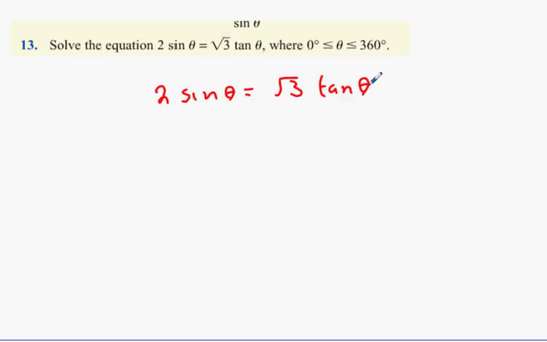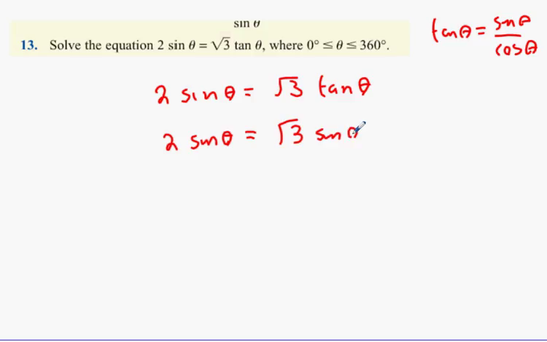Which one do you want to change? Tan. We'll change tan. What can we change tan into? Sine over cos. Okay, we'll change tan into sine over cos. So what effectively we're going to get here is 2 sine theta equals root 3 sine theta over cos theta. Now, bring the cos theta up to the sine theta. Everybody right with that? And that becomes 2 sine theta. And what can I do with the sine theta on both sides?